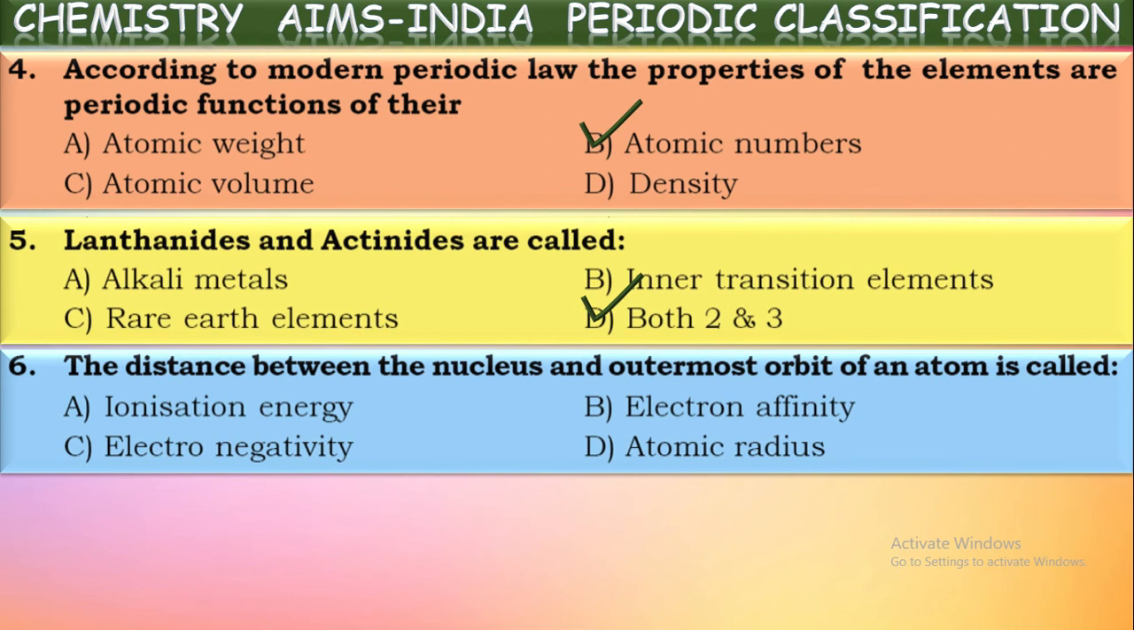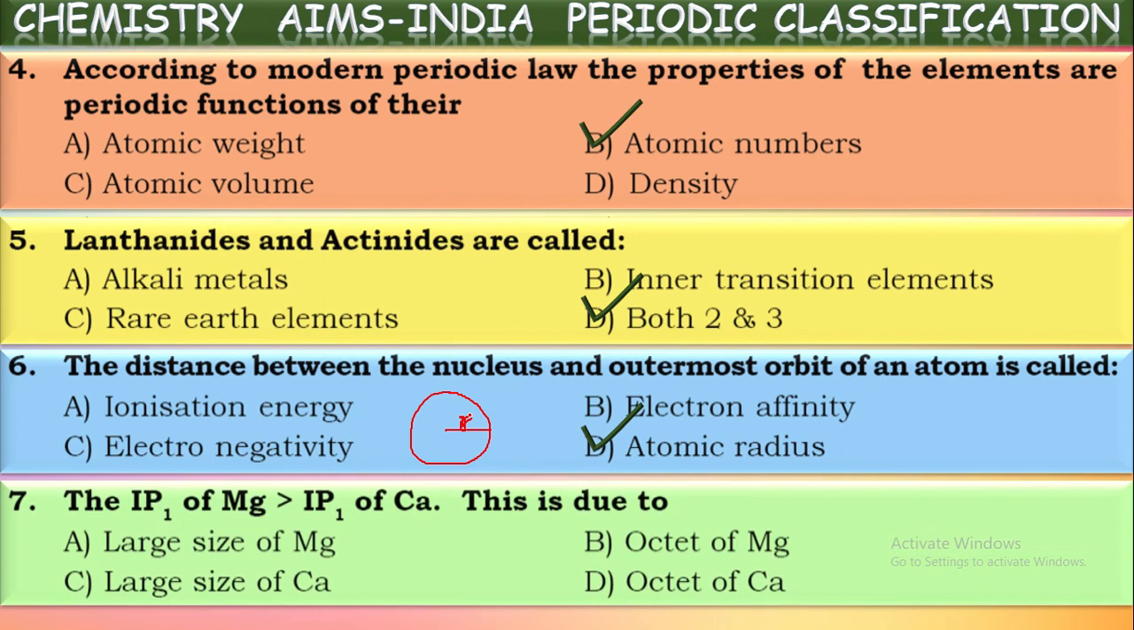Next question. The distance between the nucleus and the outermost orbit of an atom is called... What is that called? Suppose it is an atom. The distance between the nucleus and the outermost orbit of that atom is called atomic radius. Based upon the atomic radius, the sizes of atoms are compared from one to another, and all the remaining periodic properties are compared based upon the atomic sizes of the elements. So the atomic size of the elements is measured in terms of atomic radius. Atomic radius is defined as the distance between the nucleus and the outermost orbit of an atom.